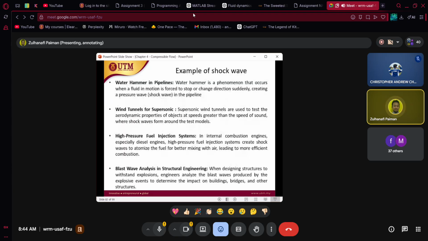This is an example of shock waves in our real life as well as in engineering applications. Water hammer in pipelines: water hammer is a phenomenon that occurs when a fluid in motion is forced to stop or change direction suddenly, creating a pressure wave. Shock waves also appear in pipelines, wind tunnels for supersonics, high pressure fuel injection systems, and so on.